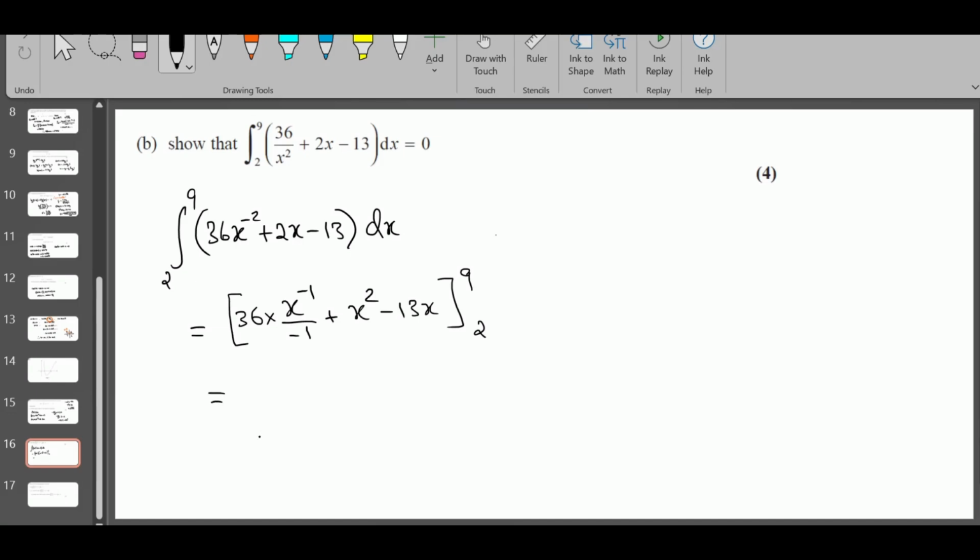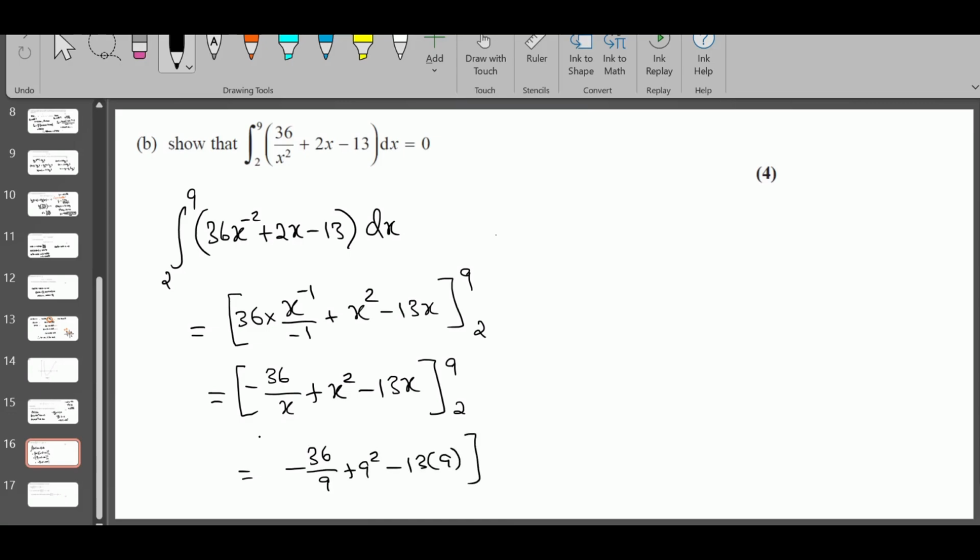Now let's write this as minus 36 over x plus x square minus 13x, and then sub in the limit 2 and 9. So when you replace x by 9, minus 36 over 9 plus 9 square minus 13 times 9, minus sub in the lower limit minus 36 over 2 plus 2 square minus 13 times 2.